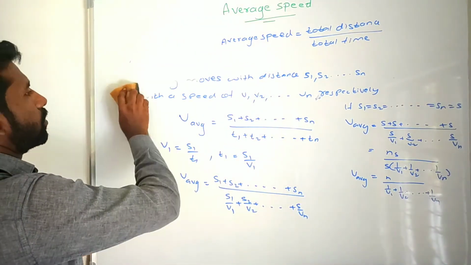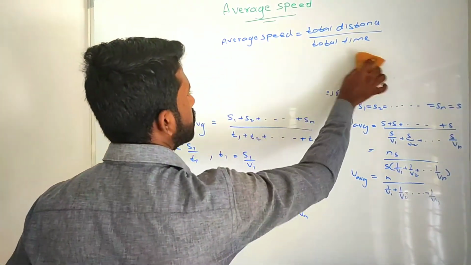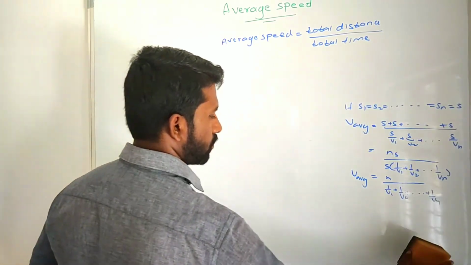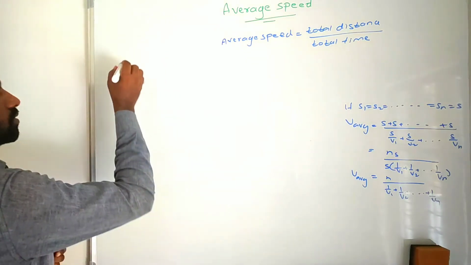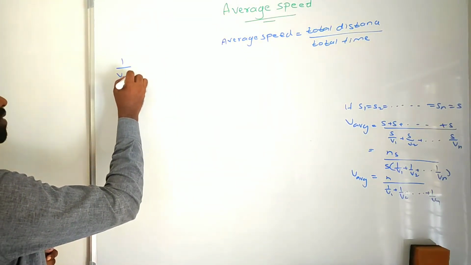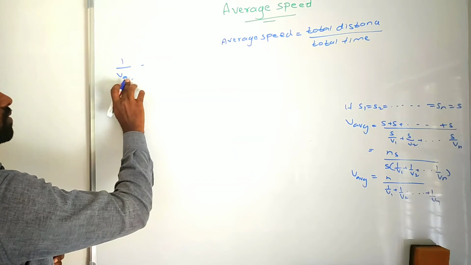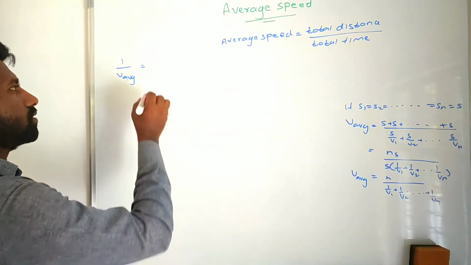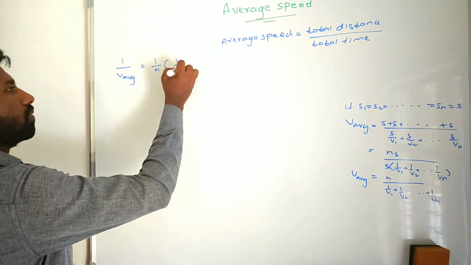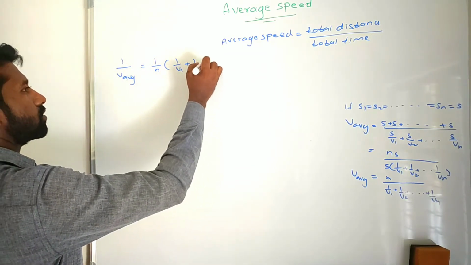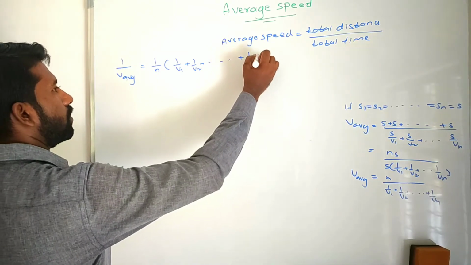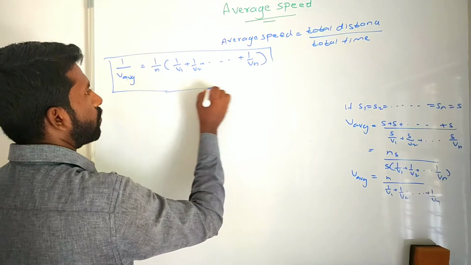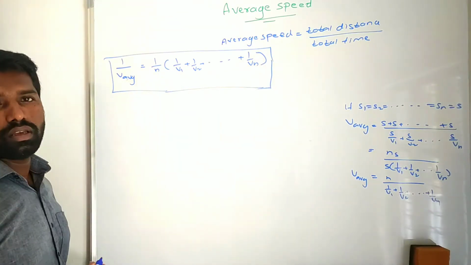To understand this easily, I will change something here. I am changing it like this. You can see that 1 by V average is equal to 1 by n into 1 by V1 plus 1 by V2 plus up to 1 by Vn. This is the V average formula if the distances are equal.